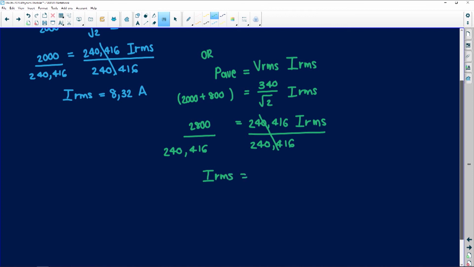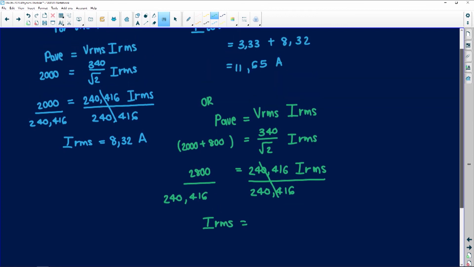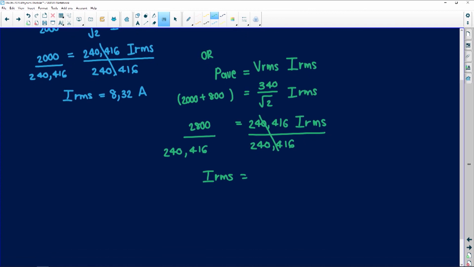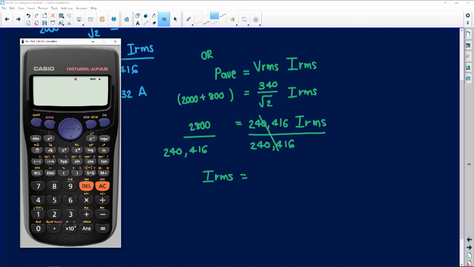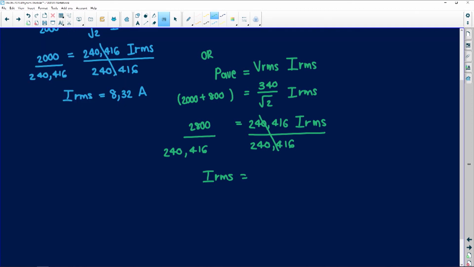We are supposed to get 11.65. Let's see if we're going to get that. On top, I'm going to have 2,800. At the bottom, I'm going to have 240.416. There we do. We have 11 point, yes, there we are. So we're also going to have 11.65. And remember, we measure current in amps.